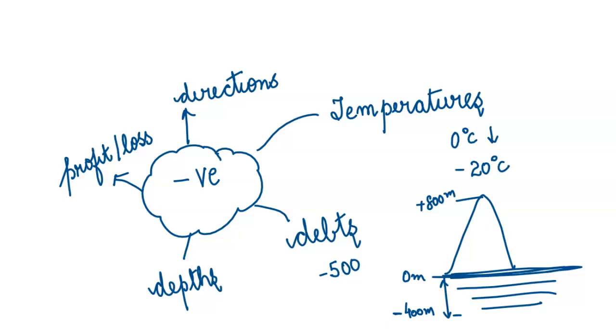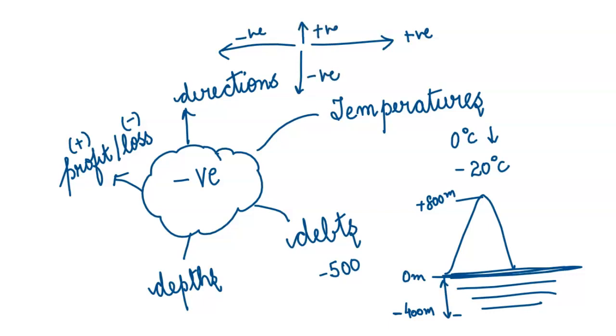Like this we represent heights and depths, and profit and loss. Suppose someone makes a loss, so we use a negative integer, and if we make a profit, we use a positive integer. Directions: sometimes we denote this direction as positive and this as negative, and the downwards direction is also taken as negative and the upwards direction is taken as positive. So the negative numbers help us understand all these things.